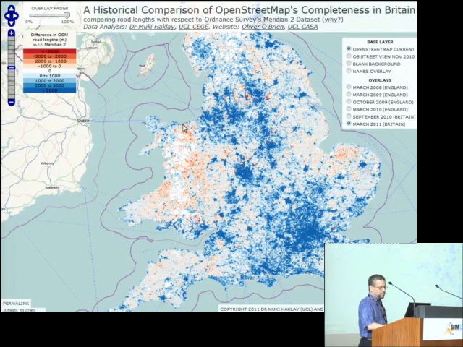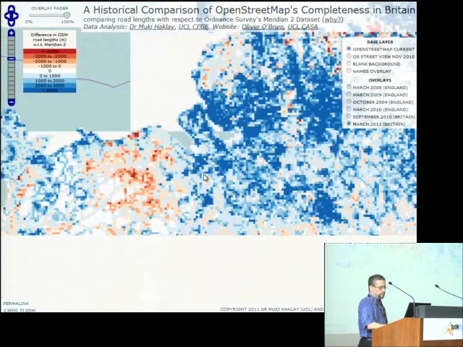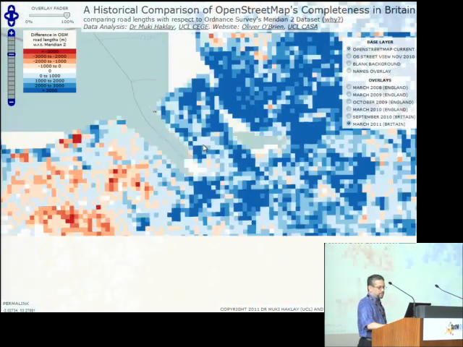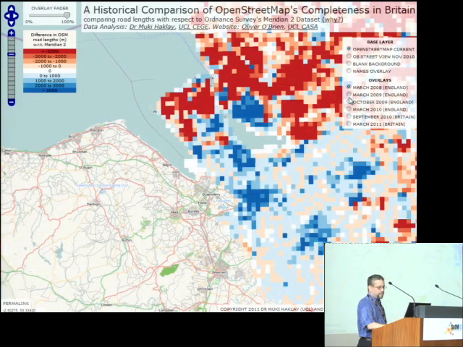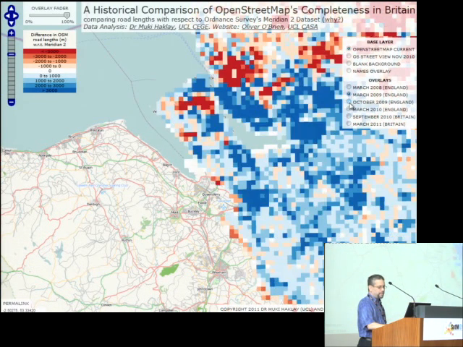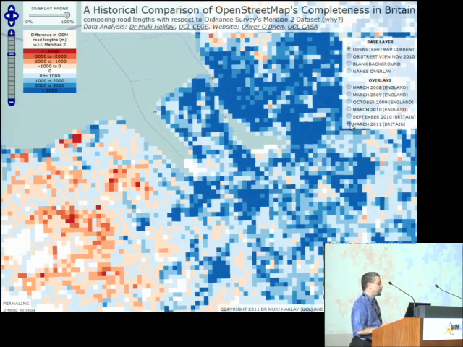So for example, we talked about the area around Liverpool in the previous slides, so we can look at how it developed over time. At the beginning I did just an analysis of England, and now you can see bits of Wales appearing on the map.